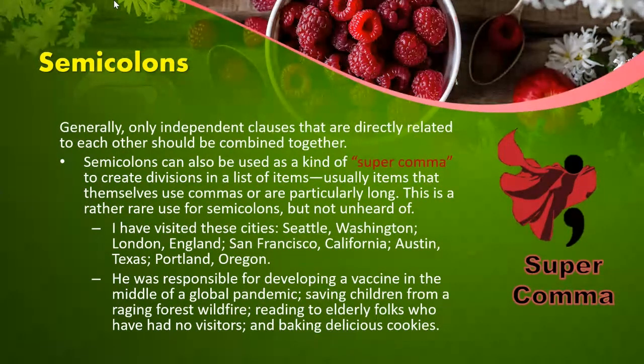Here is another example. He was responsible for developing a vaccine in the middle of a global pandemic; saving children from a raging forest wildfire; reading to elderly folks who have had no visitors; and baking delicious cookies. In this example, notice how the semicolons are used to create divisions between the list of items when the items are particularly long.